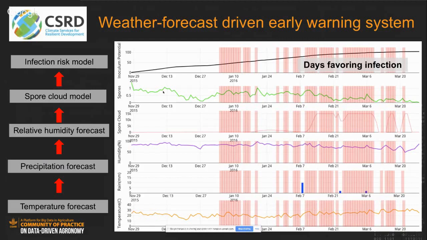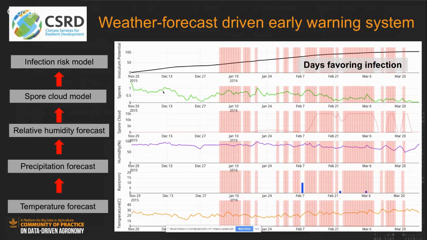And we worked with them on developing a pretty simple but elegant predictive model that integrates temperature forecasts, precipitation forecasts, relative humidity forecasts, and it drives a spore cloud development model and then basically indicates days when you're forecasting that might favor a risk of infection by the disease.